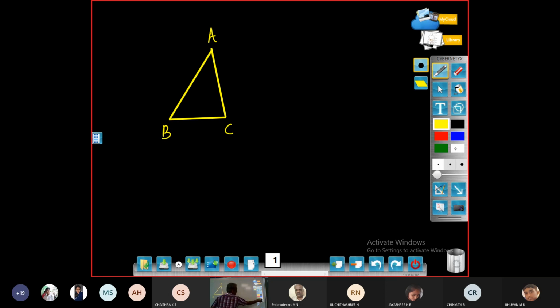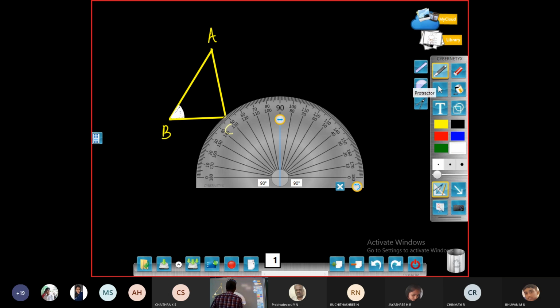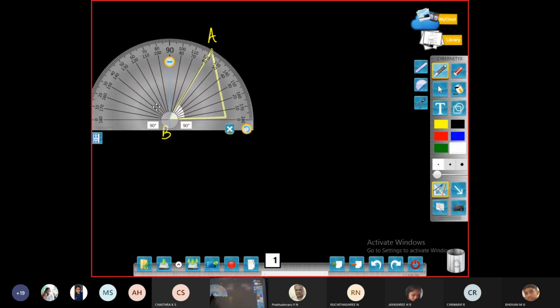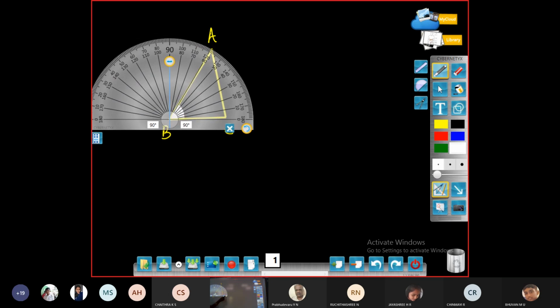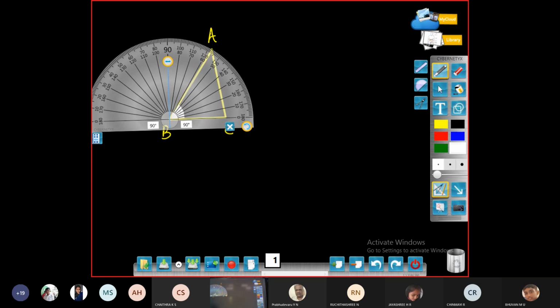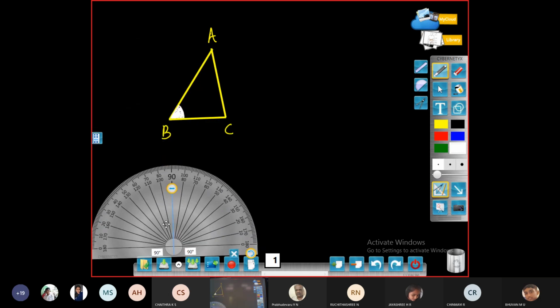In this, the angle is B. You can see that we can measure this angle using a protractor. Let me take one protractor here. So now you can check this angle by this. Just have a look at this angle. This is measuring very close to 60 degrees. I think we'll take it as 57 degrees. This angle is measuring 57 degrees.